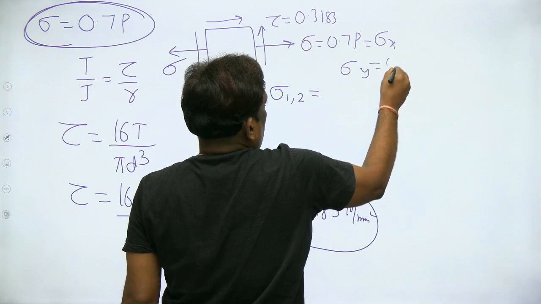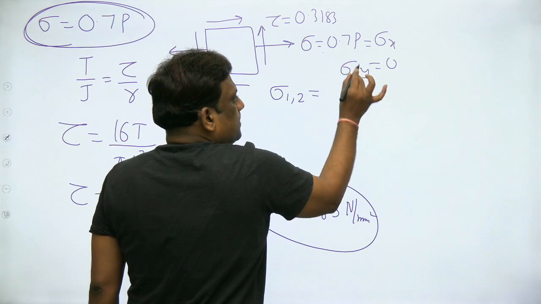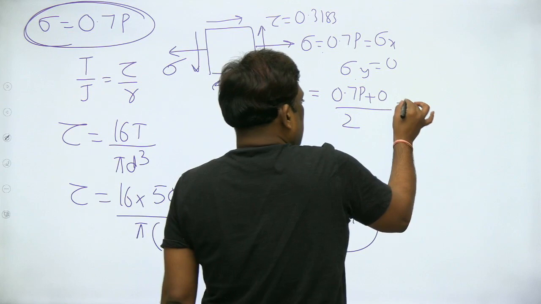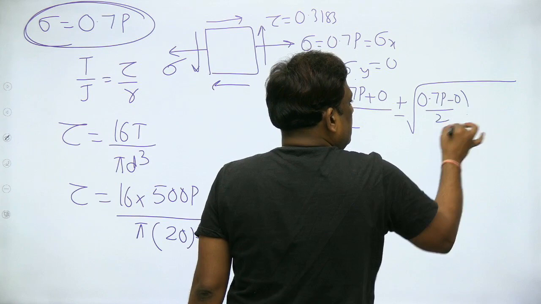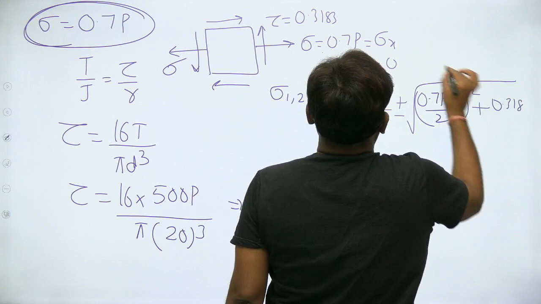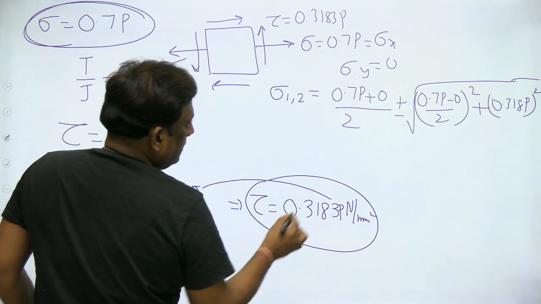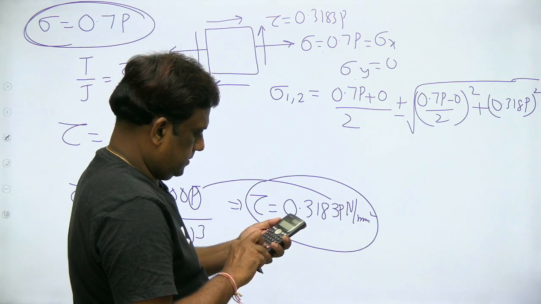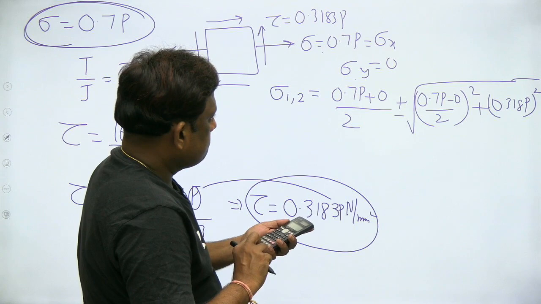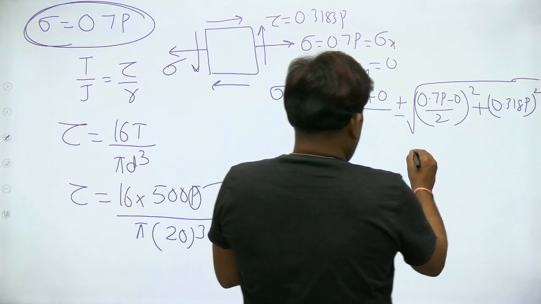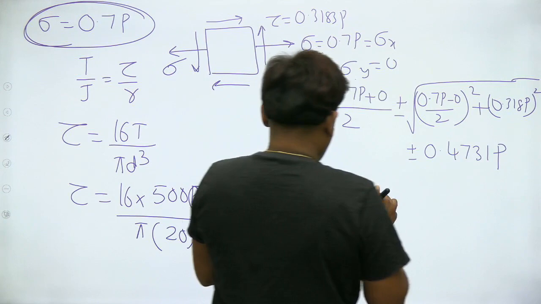It is 0. So the principal stresses are given by sigma x plus sigma y by 2, that is 0.7P, plus or minus under root of sigma x minus sigma y by 2 whole square plus tau square, that is 0.3183P whole square. Now let's calculate: 0.35 square. This value is 0.4731P, and this is 0.35P.